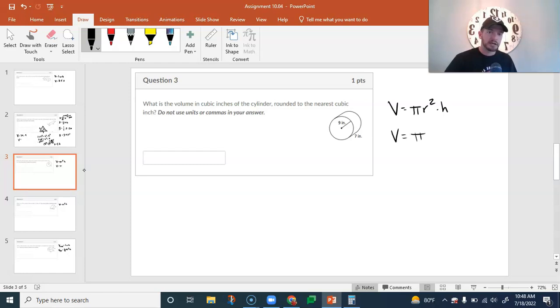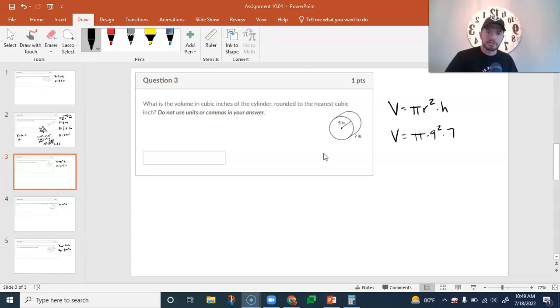Pi times 9 squared times 7. And then I believe that they have you go ahead and work that out. I think that you just literally multiply that out. So 9 squared is 81, multiply that by 7, and then multiply that by pi. I'm going to double check that real quick.